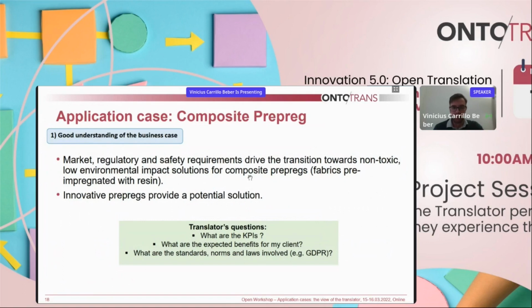Understanding the business case, we realize that market, regulatory, and safety requirements drive the transition towards non-toxic, low environmental impact solutions for composites prepregs. Innovative prepregs provide a potential solution for this market need nowadays. Then translators' questions in this step can be, for instance, what are the KPIs? What are the expected benefits for my client? And which standards, norms, and laws are involved? For instance, GDPR in Germany regarding the sharing of data, and also ISOs, etc.